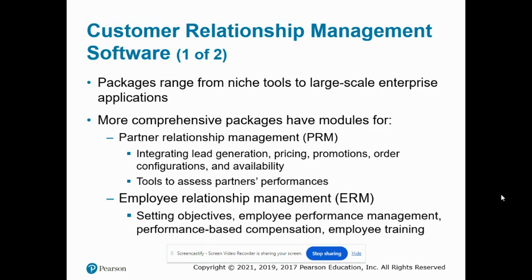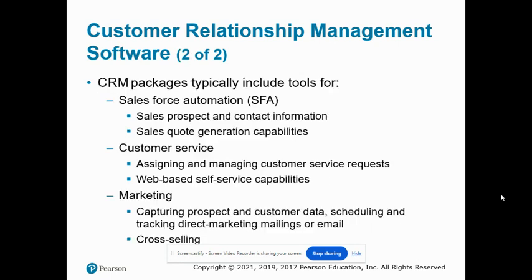This slide discusses the types of CRM software available, which range from niche tools to full-scale enterprise-wide applications. Here, we look at additional packages that are typically included as tools for customer relationship management features.